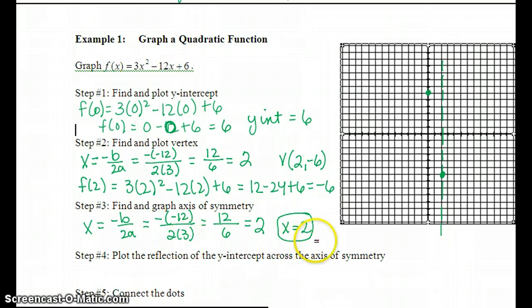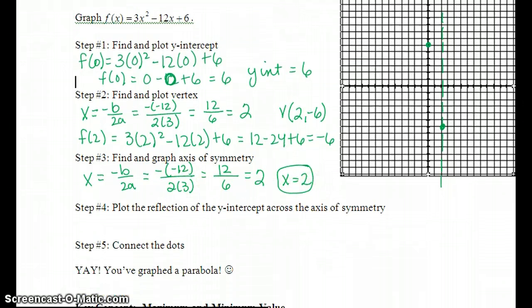So that is my axis of symmetry. I'm going to plot the reflection of the y-intercept across the axis of symmetry. My y-intercept is 2 units away from the axis of symmetry, so I'm going to go 2 more units over, and that gives me another point. Once I do that, I'm just connecting the dots, and I want to make sure it's kind of curvy down there at the bottom. It doesn't look like a V like my absolute value, but that is how you graph a parabola.